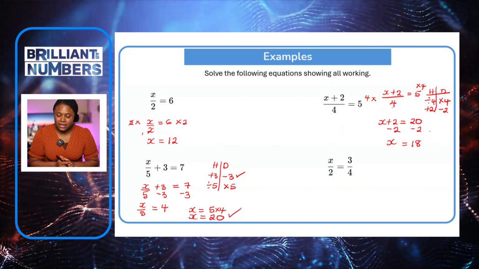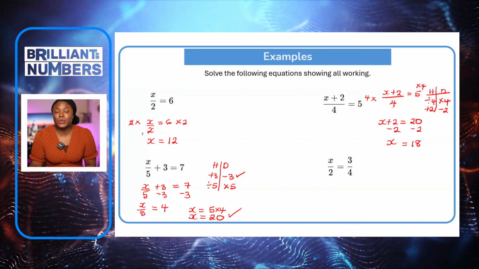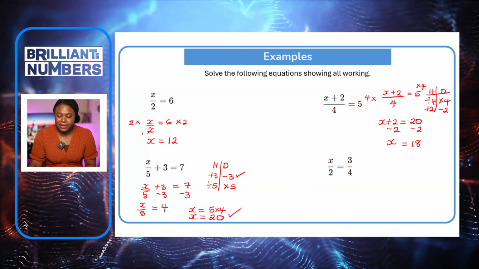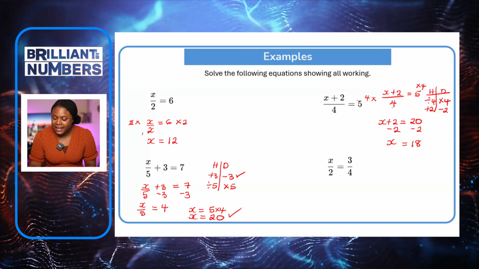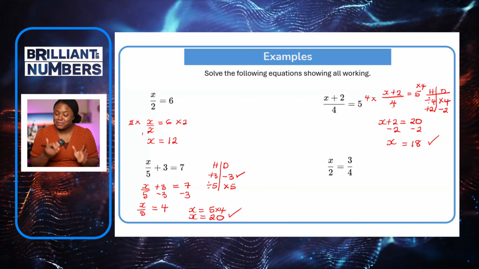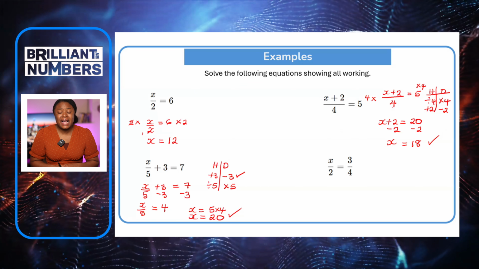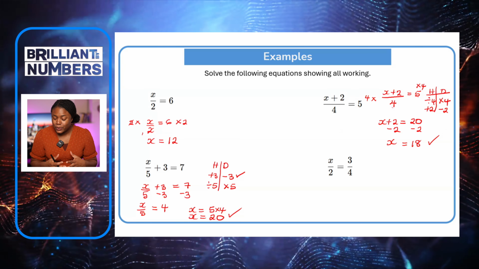Now I can check, quick check. X is 18, so 18 add 2 is 20, and 20 divided by 4 does give me 5. This is how I know for sure I am correct. Beautiful. Now for the next question here, I can take two approaches to this question.